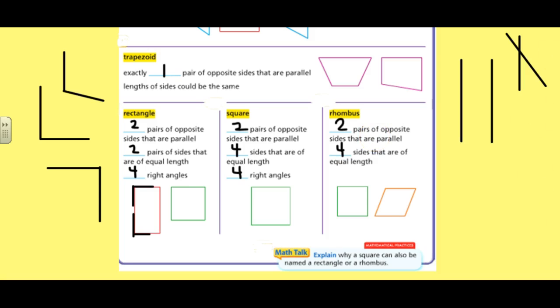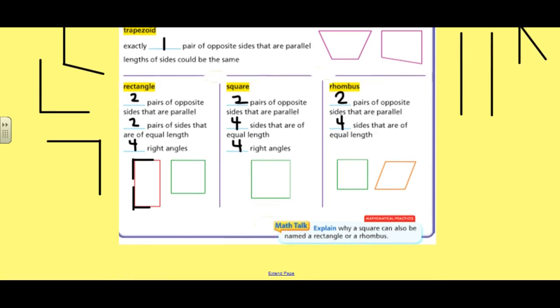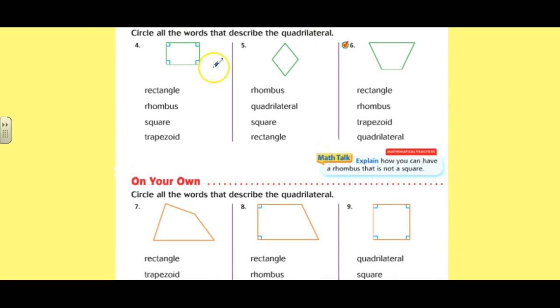Okay, that took a little bit, but it's really important that you remember everything on this page because you're going to need it for what we're doing for this entire lesson. So this is the page that you're going to be looking back at a lot. Okay, so we're going to circle all of the words that describe each one of these quadrilaterals.